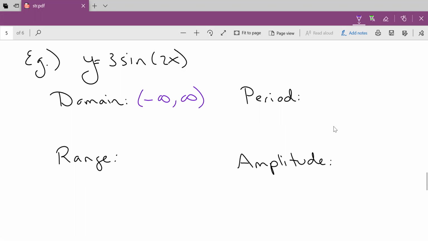Now, my range, well, here's what I know. I'm going to think about what's the amplitude first. The amplitude is 3. So what does that do to my range? Well, our original range is -1 to 1. The amplitude is going to vertically stretch this graph. It's going to affect all the y values. So my new range, if I multiply by 3, is now -3 to 3. Excellent.